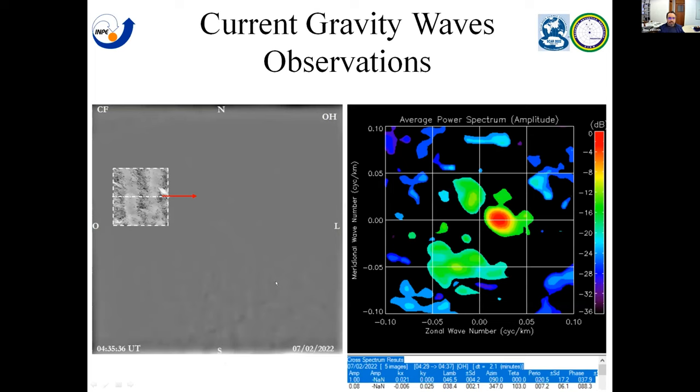This is the spectral analysis of this event. We can see clearly here the two crests of the wave event propagating to the east, and the spectral analysis gave the results for this wave of about 46 kilometers of horizontal wavelength, a period of about 20 minutes, and a phase speed of 38 meters per second.